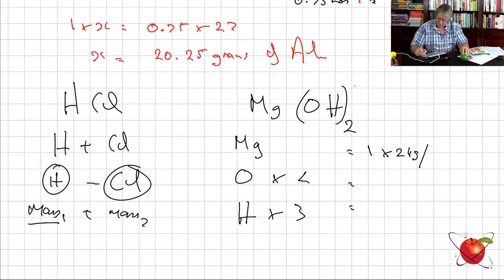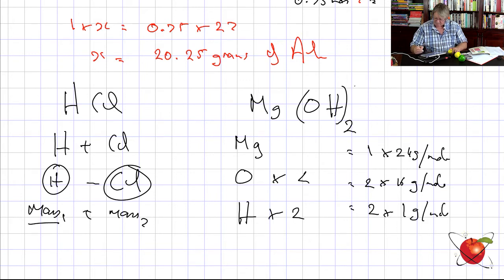grams per mole, right? 2 oxygens. Here they are. Each oxygen is, let's look, 16. So we've got 2 times 16 grams per mole. And we've got 2 hydrogens. Silly me, I was obviously doing 1, 2, 3. Remember, we've got 2 hydrogens here, right? That is 2 times 1 gram per mole. So let's add it. That is 24, 32, and 2.